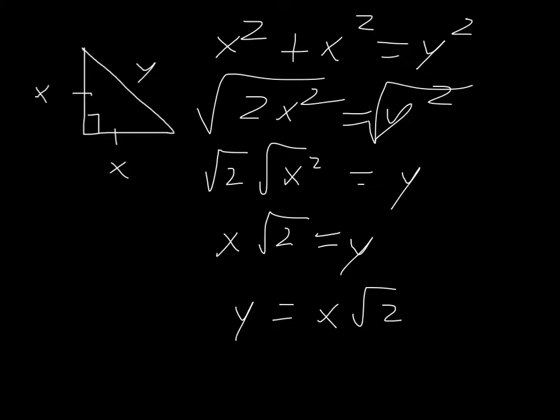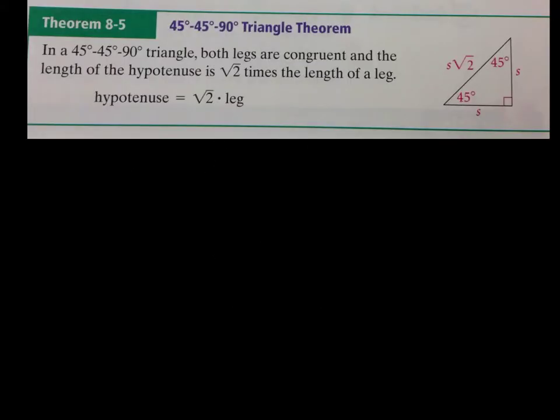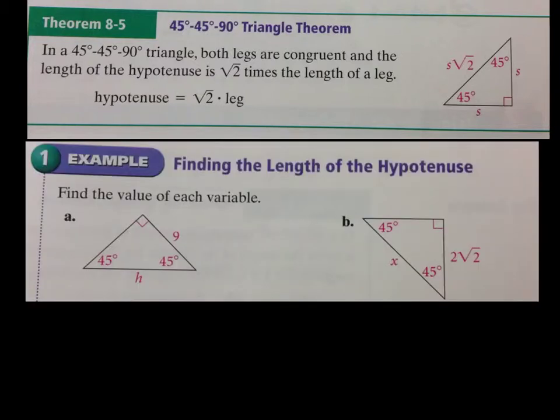So if you know the length of a leg of a 45-45-90, you multiply it by the square root of 2 to get the length of the hypotenuse, which is exactly what Theorem 8.5 tells us. Multiply the length of a leg of a 45-45-90 by the square root of 2 to get the length of the hypotenuse.